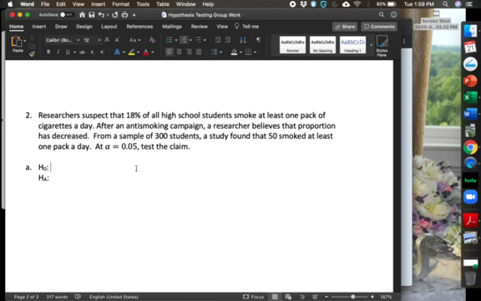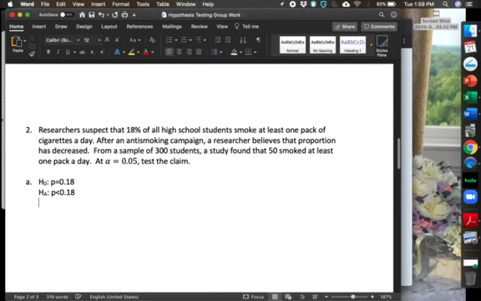Well, as always, the first thing we have to do is establish the null and the alternative hypothesis. The null hypothesis here will be that p is equal to that 18% or 0.18. Again, p because it's still a proportion. The alternative, what did we claim? We were claiming that this is decreasing. So the alternative should be that p is less than 18%. Now that I have my hypotheses, and we know that this is left-tailed, the inequality is pointing to the left, now we go into StatKey.